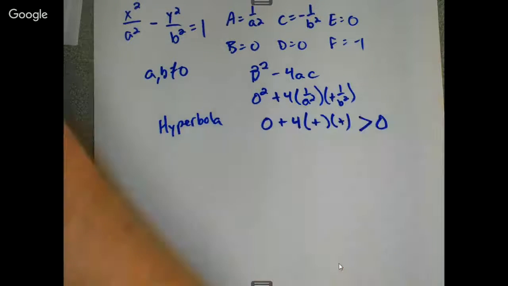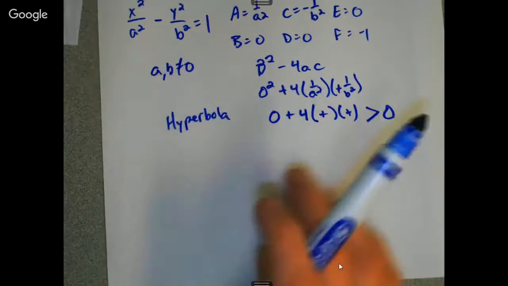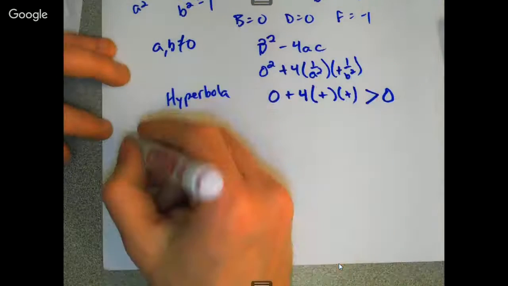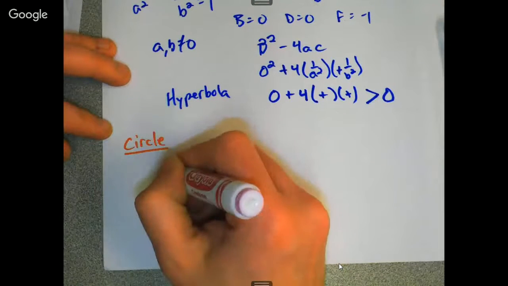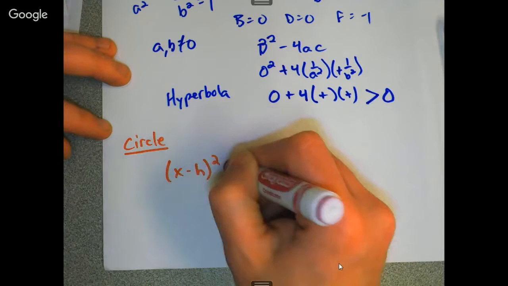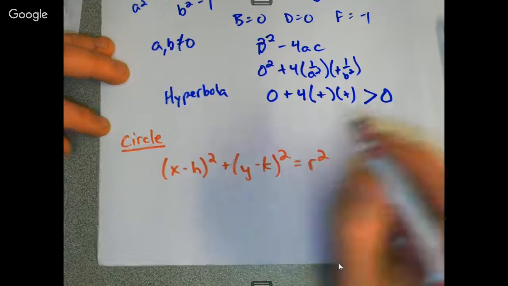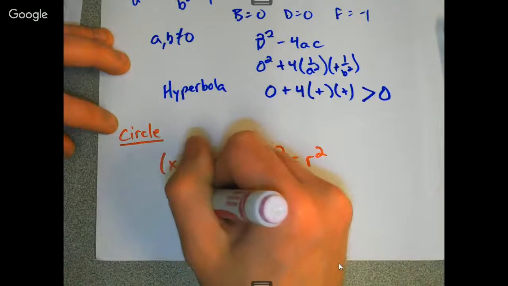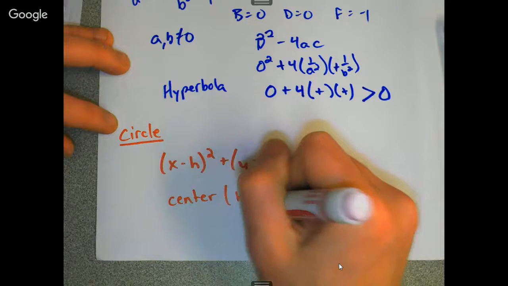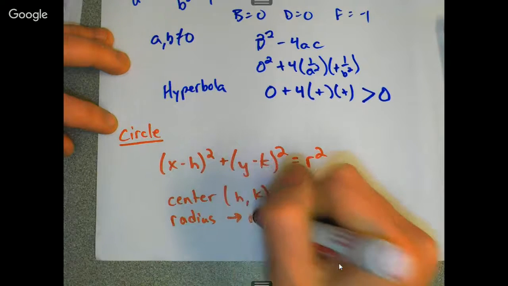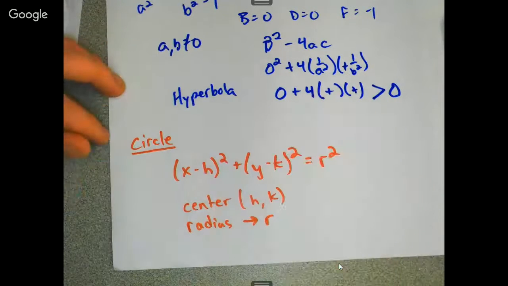We want to talk a lot about a circle here. The equation we want to know for a circle is this right here. H and K is the center, and the radius is R. So we could give you some formula here.